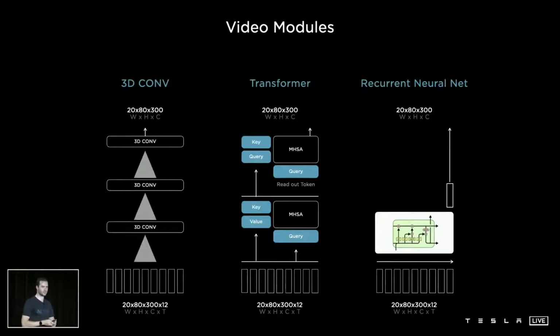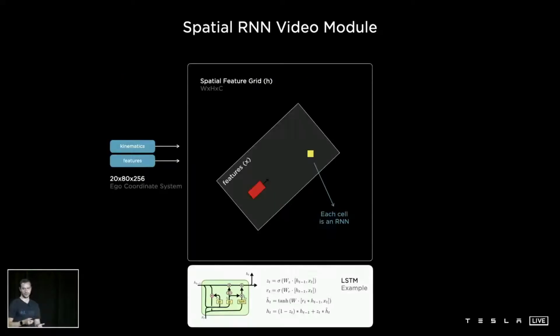Now, for the video module, we looked at a number of possibilities of how to fuse this information temporally. We looked at three-dimensional convolutions, transformers, and axial transformers in an effort to make them more efficient, and recurrent neural networks over a large number of flavors. But the one that we actually like quite a bit, and I want to spend some time on, is a spatial recurrent neural network video module. Because of the structure of the problem, we're driving on two-dimensional surfaces, we can actually organize the hidden state into a two-dimensional lattice.